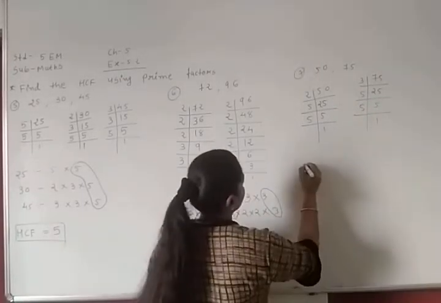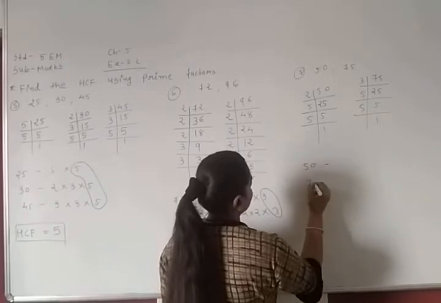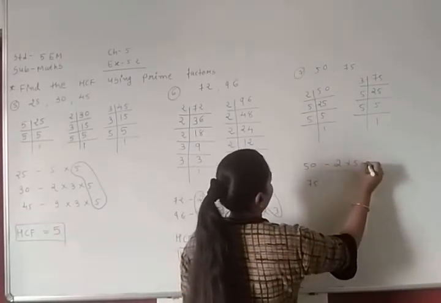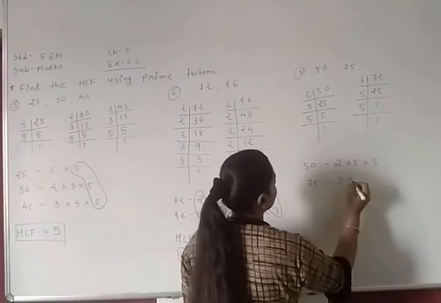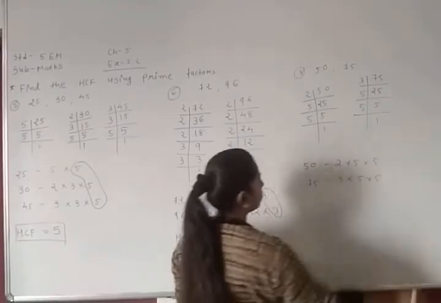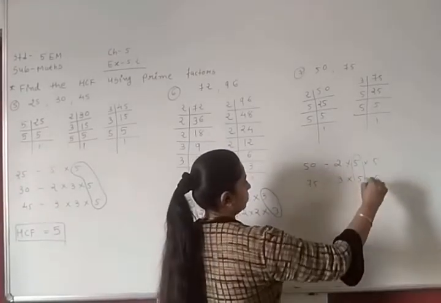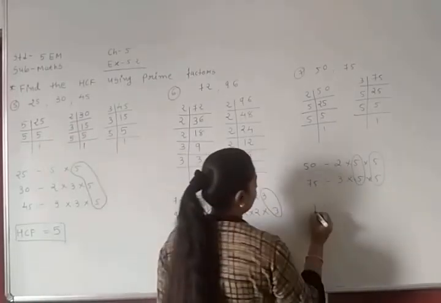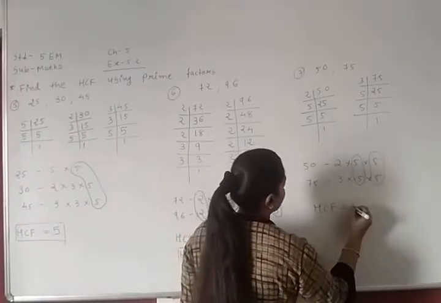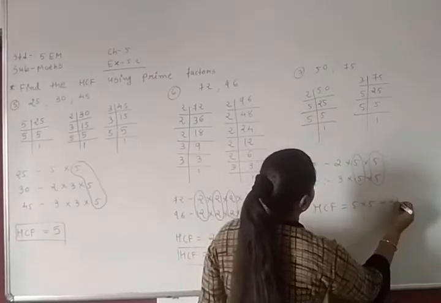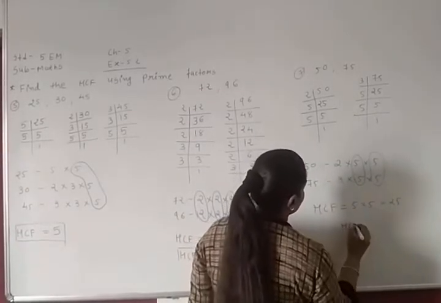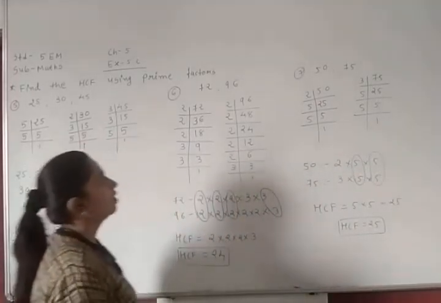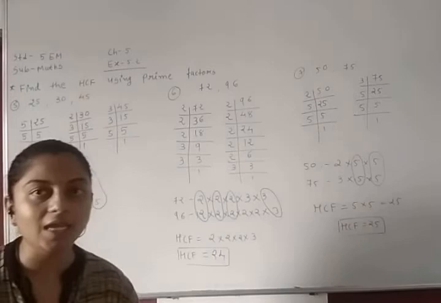5 1s are 5. So write the factors of 50 and 75. 50 is 2 into 5 into 5. For 75, it is 3 into 5 into 5. So what is common over here? This 5 and this 5. I told you the answer is 25. The highest common factor is 5 into 5, that will be 25. So HCF is equal to 25. Okay. Now question number 8.